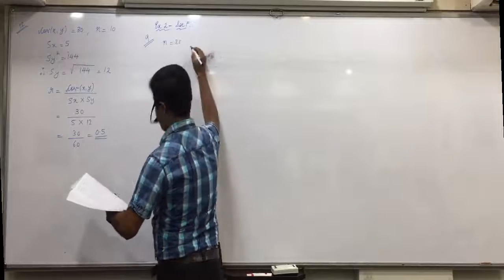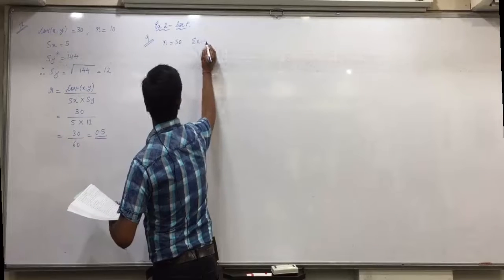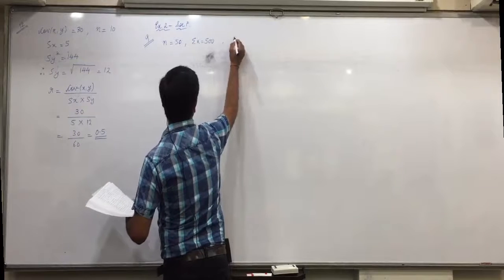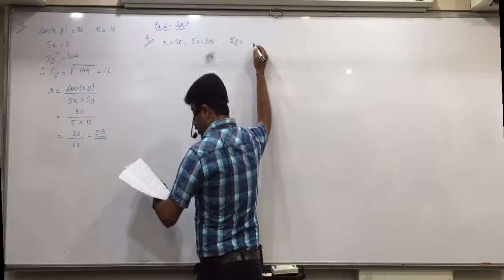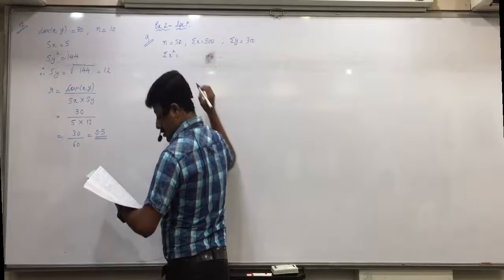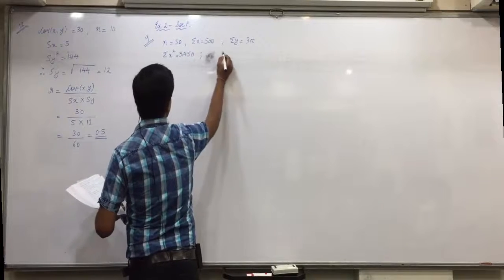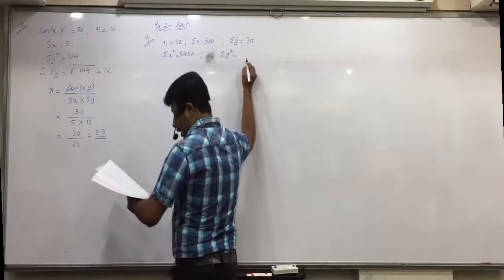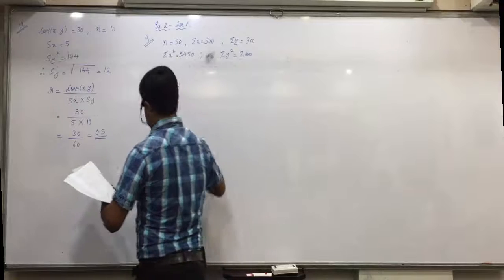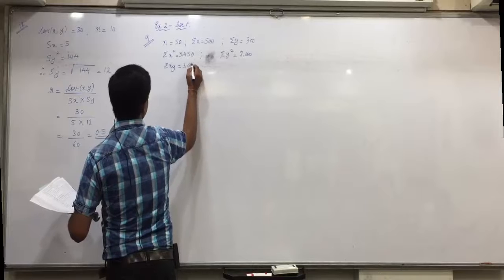N equals 50. Sigma x is 500. Sigma y is 300. Sigma x square is 5450. Sigma y square is 2000. And sigma xy is 3090.